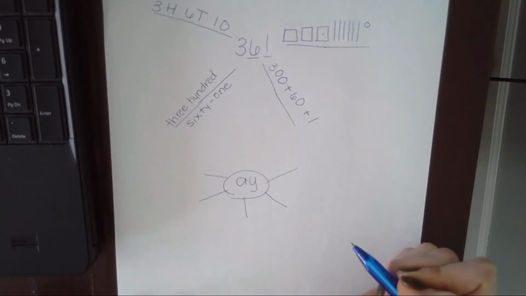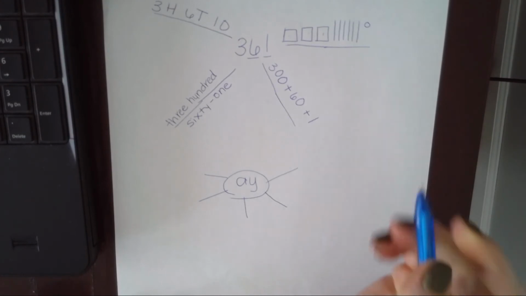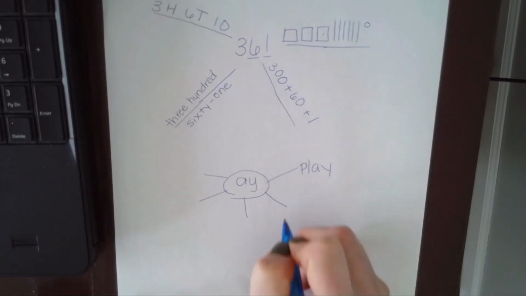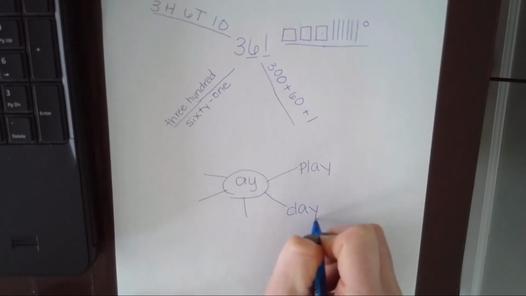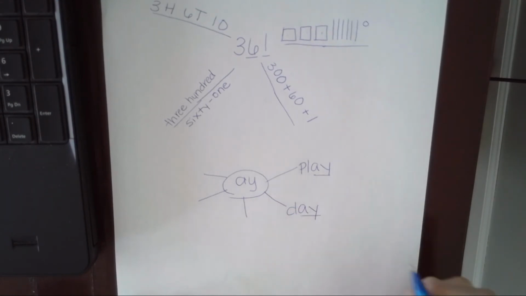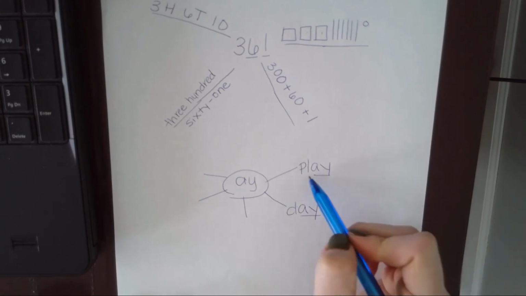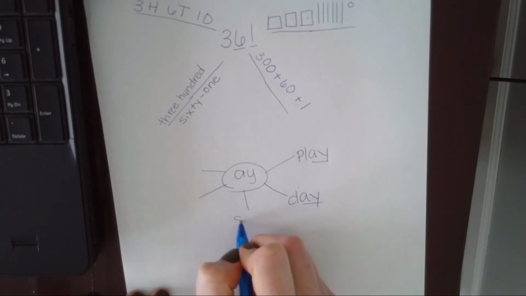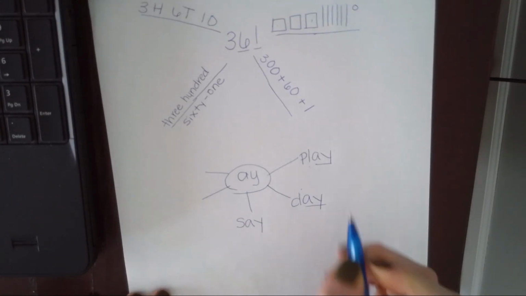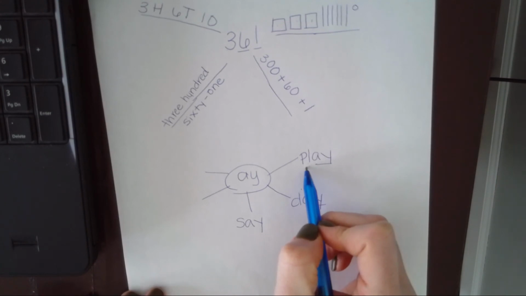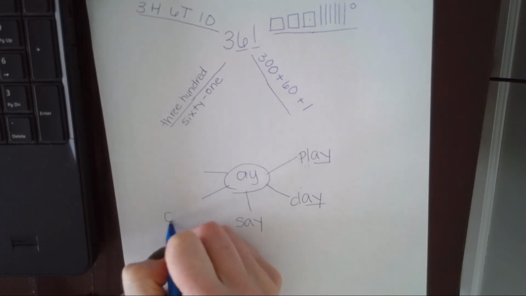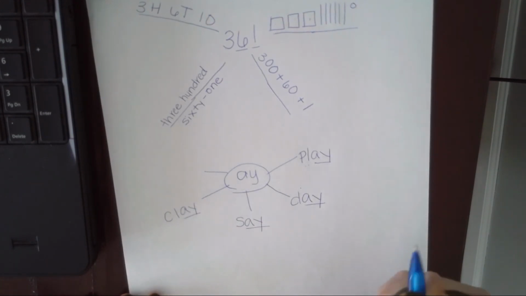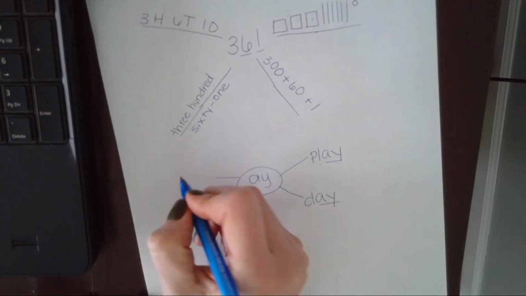So some words that I can think of right away that end with AY are play, day, and remember in our classroom when we make up new words, we can sometimes try to think of a new word by rhyming with one of the words we already wrote. I can think of the word say. I can think of the word that rhymes with play, clay. And let me see, one other word I can think of is bay.